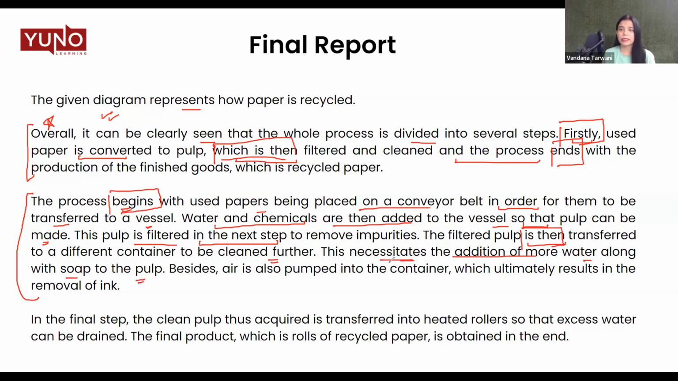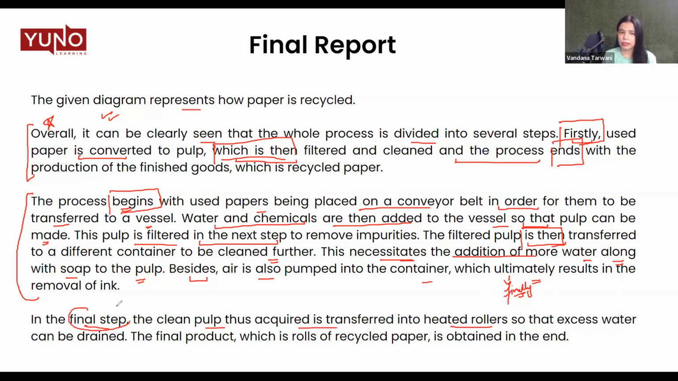Necessitates means this makes it compulsory. This makes it necessary to add more water along with soap to the pulp. Besides, that means in addition to, besides, air is also pumped into the container, which ultimately means finally. So sort of telling the examiner that we are reaching towards the final stages, which finally results in the removal of ink. Here, in the final step, the clean pulp thus acquired is transferred into heated rollers.